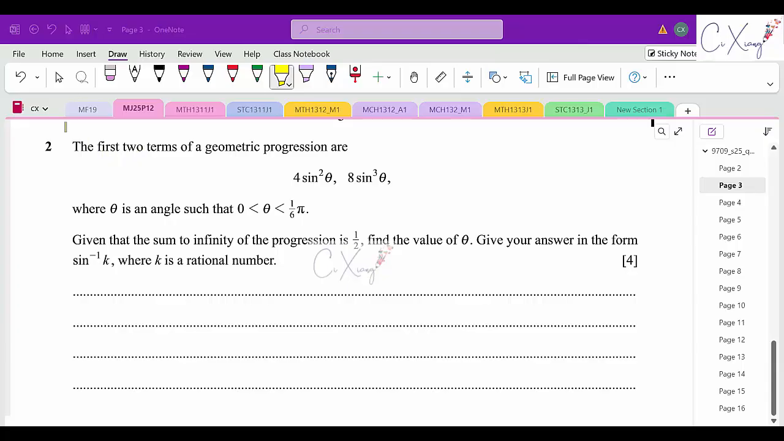Let's discuss question number 2. We are having the first two terms of a geometric progression. I think this is one of the important keywords. So there are first two terms here, a and a r squared, where theta is an angle such that theta is between 0 and pi over 6. Given that the sum to infinity of the progression is half, find the value of theta. Give your answer in the form sine inverse k.